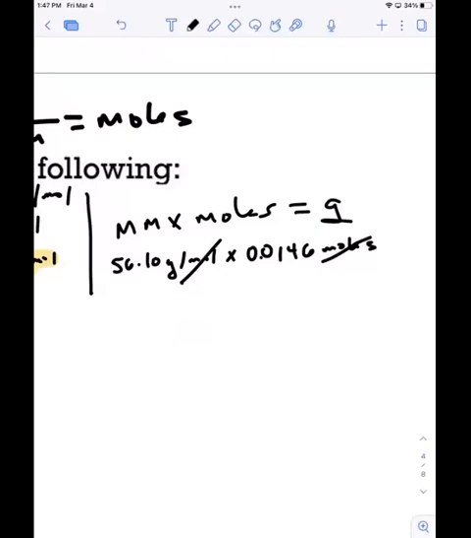You multiply 56.10 times 0.0146. I'm getting a different number. Oh, oops. I hit divide. Oh, okay, yeah, I was like, man, that's a lot. I got 0.819.